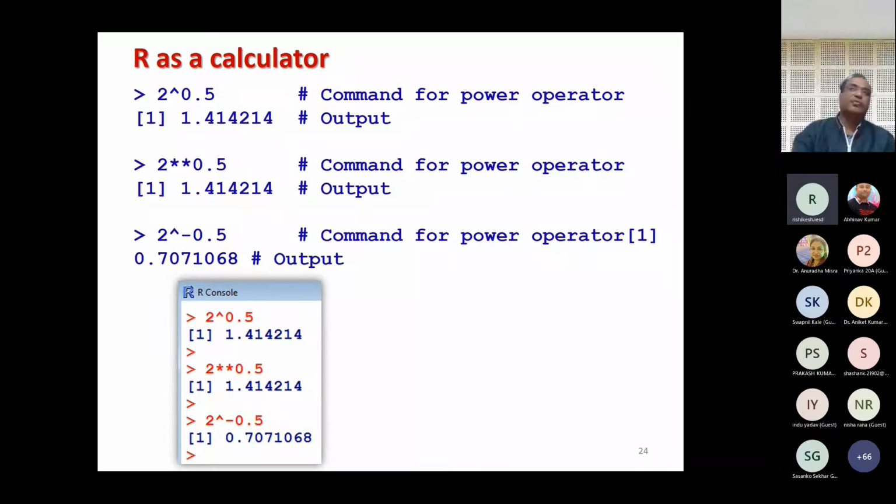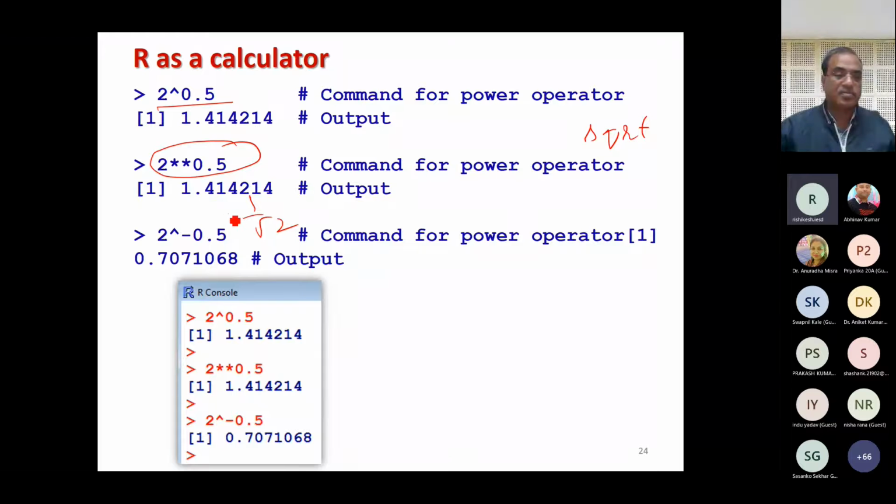Similarly, if you want to find the square root, you have two options. I will be discussing later that there is a function sqrt that you can use, or you can also write it using the mathematical rules, 2 hat 0.5. Similarly, you can write 2 double star 0.5, and that's the same thing. And 1 upon square root 2 will be 2 raised to the power of minus half, so you can write 2 hat minus 0.5. So this is how the power operators are given, and you can use either the hat or the double star symbol.